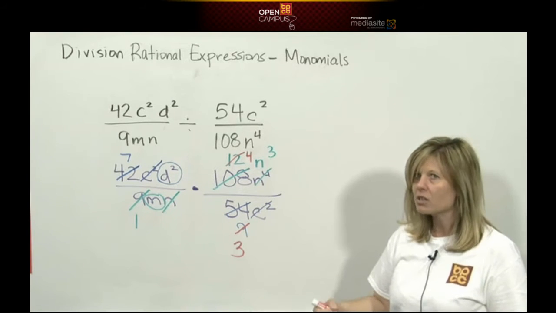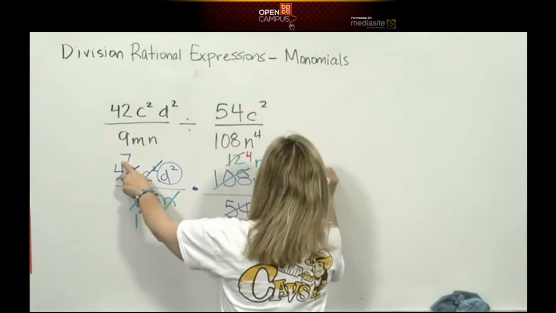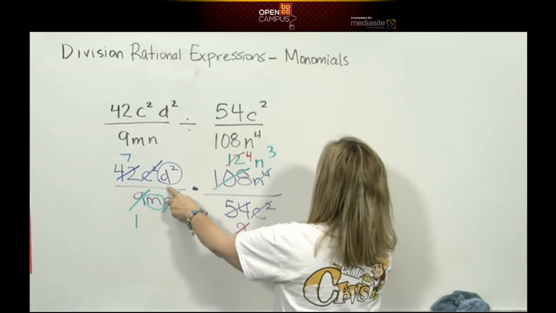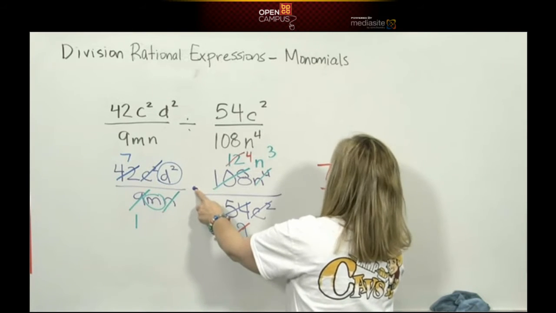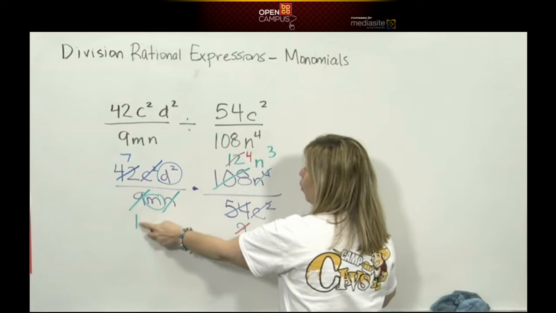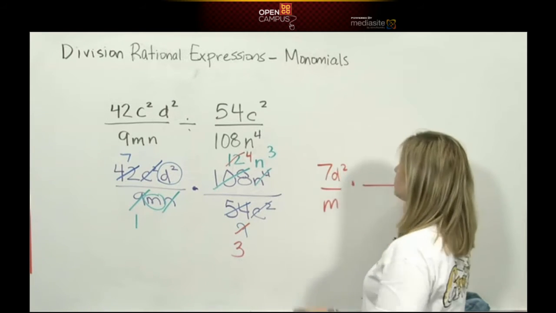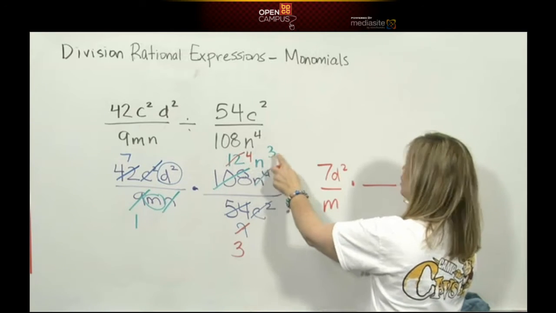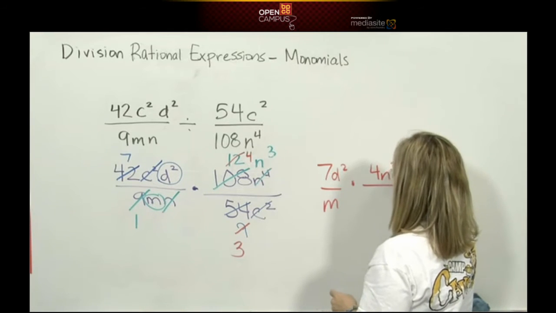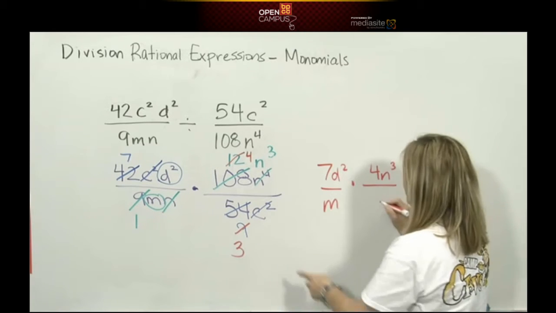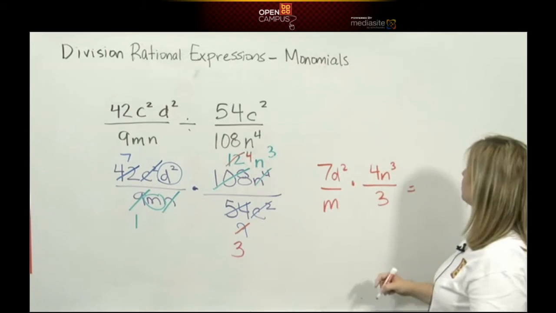So look closely. It's what's left. You have 7d squared over 1m, which is just good old m, times 4n cubed over 3. And now we'll multiply.